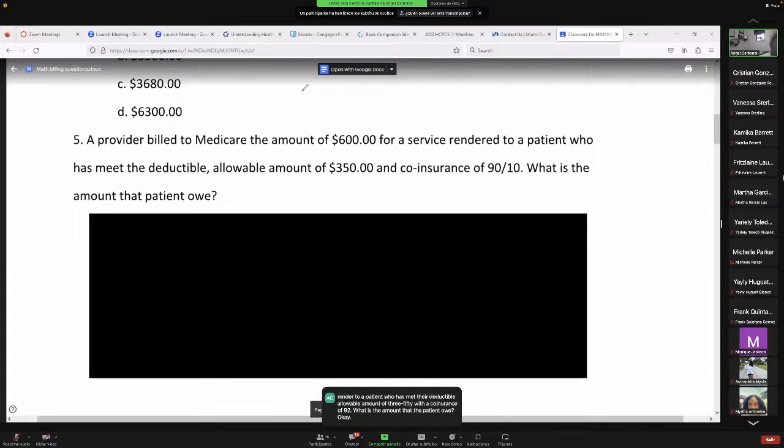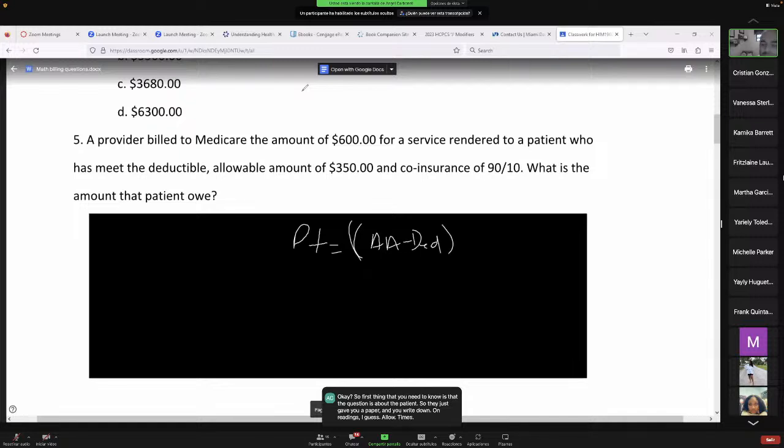Okay, so first thing that you need to know is that the question is about the patient. So they just gave you a paper and you write down really fast allowed amount minus deductible times, in this case, it's 10, so the coinsurance, let's put coinsurance here.